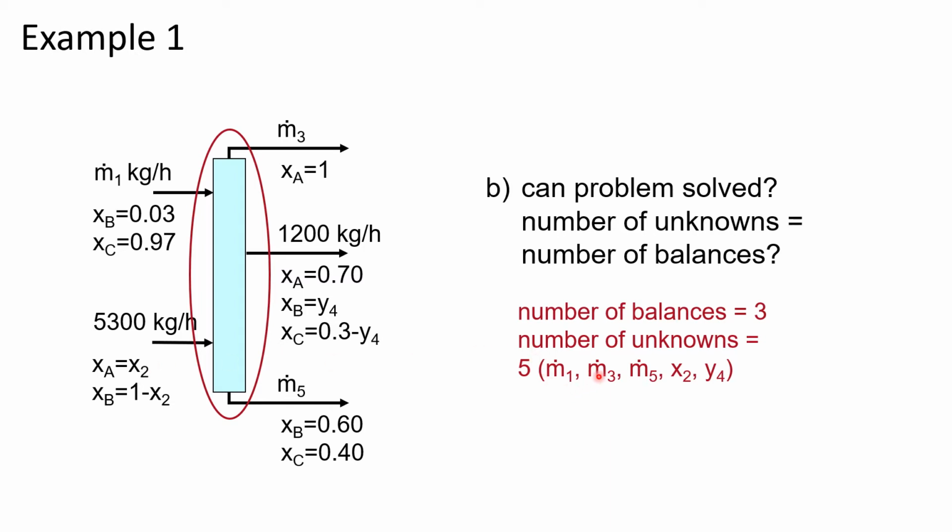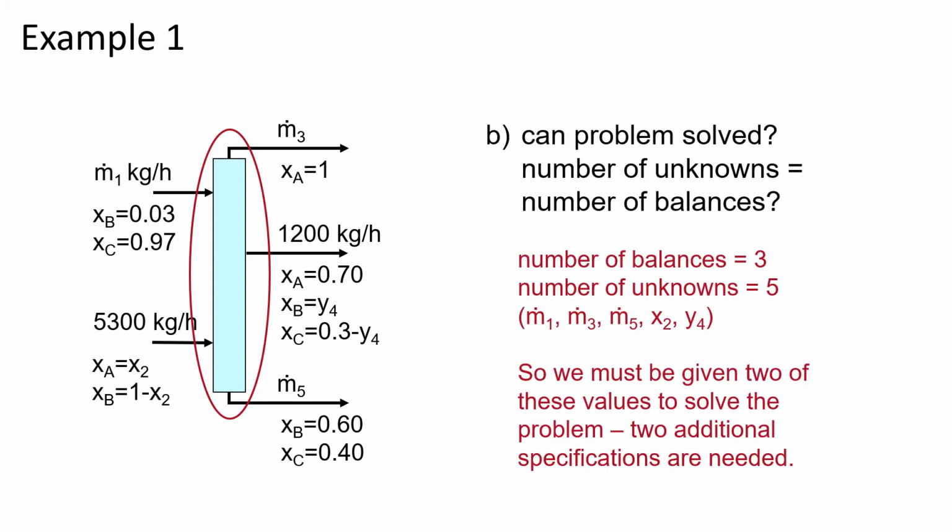So if we count these all up, we have 5 unknowns and only 3 balances. So we're stuck at this time. There's no way we can solve for all those unknowns. What this means is that we need 2 additional specifications, that we have 2 degrees of freedom for this problem, that this additional information is needed before we can solve for the remaining unknowns.